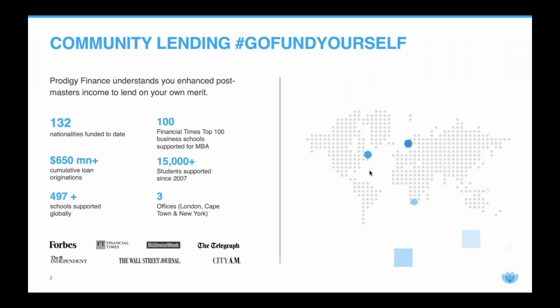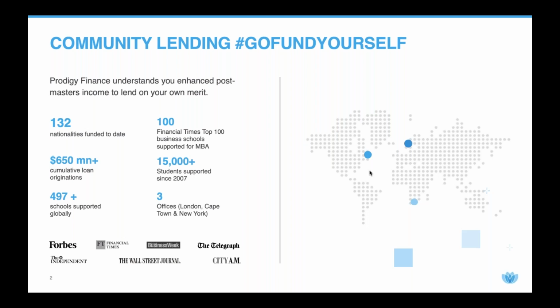So let me start off with who we are today. Right? We are a decade later in operations. This is our 11th year of operations that Prodigy Finance is currently in the industry. And over the past couple of years, we have funded more than 132 nationalities. We have disbursed more than $650 million in loans across 15,000 students.